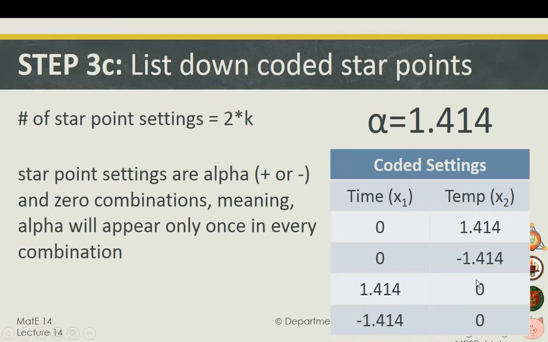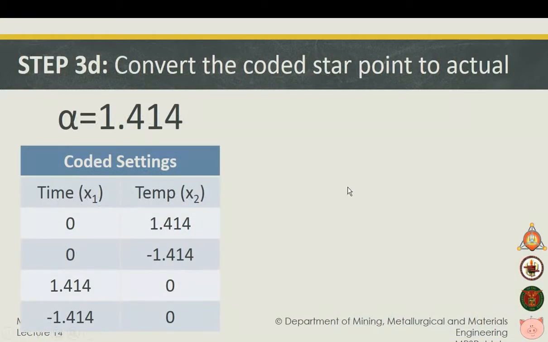So this is a table of your coded settings. This is just all the combinations of zeros and plus or minus alpha. So we have 0, 1.414; 0, minus 1.414; 1.414, 0; and minus 1.414, 0. Take note that the arrangement here is arbitrary, but this is just all the possible combinations. Now that we have our coded star points, we need to convert this into actual or natural settings.